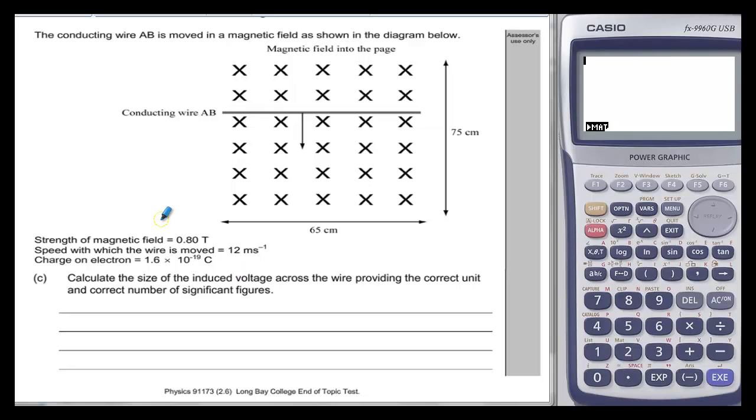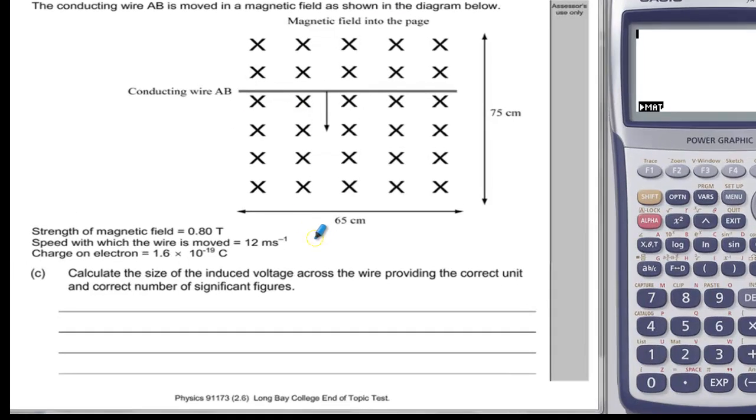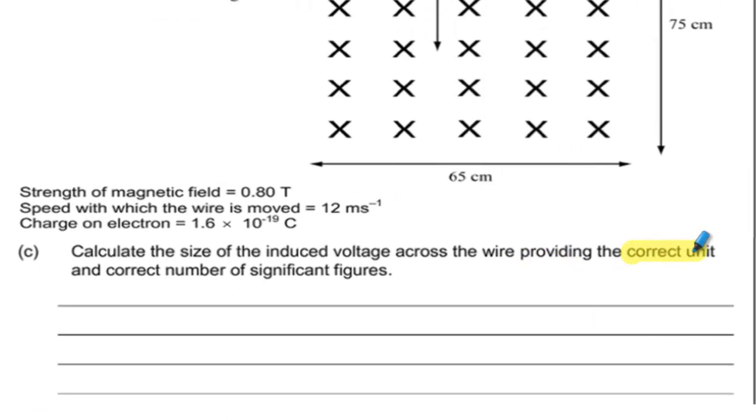Question 2c. Calculate the size of the induced voltage across this wire above here, providing the correct unit and the correct number of significant figures. When we read that, this idea here of correct unit and this idea here of correct number of significant figures should hopefully just jump straight out at us.